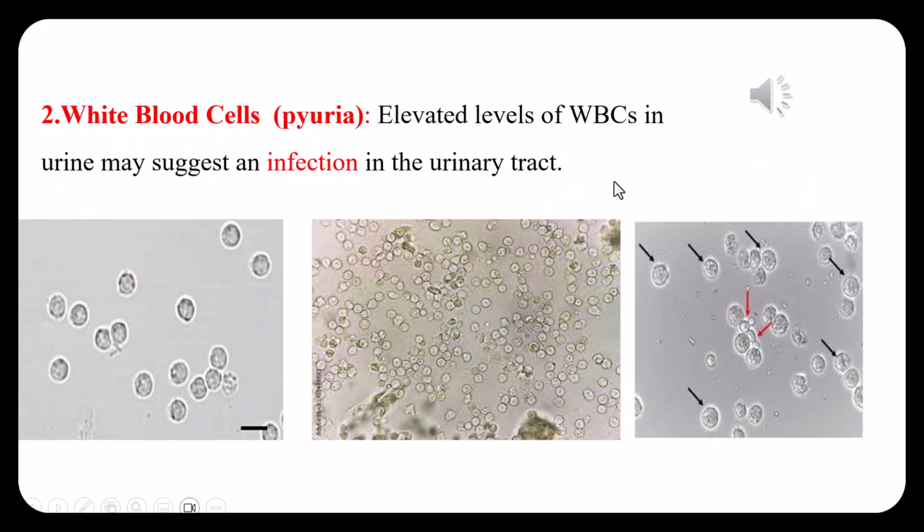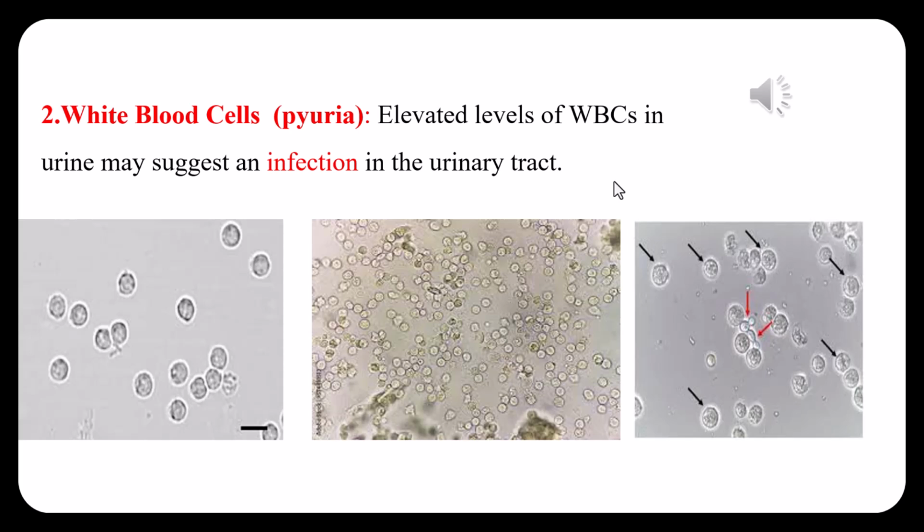Another element which is very important, we can find it under the microscope in the urine sample, is if the patient has infected white blood cells. Another name we can call it is pyuria. It's very important to know this term. Pyuria means the presence of white blood cells under the microscope.